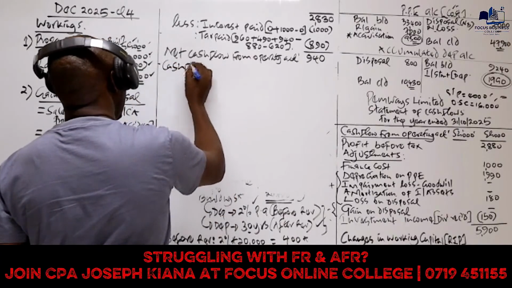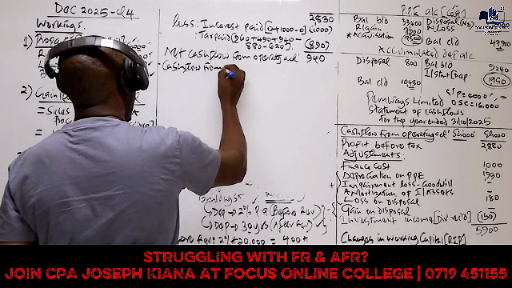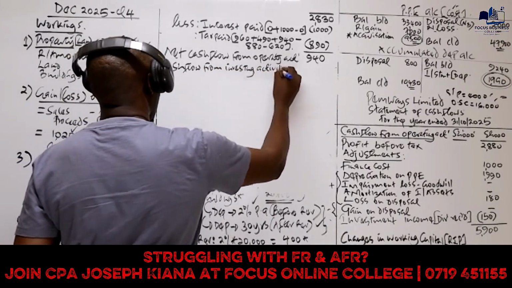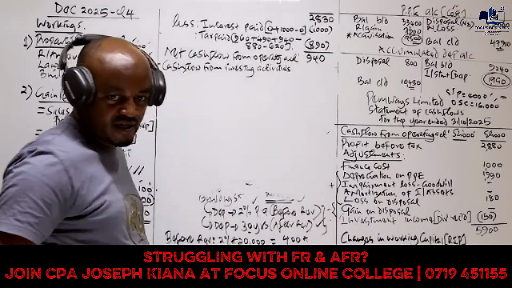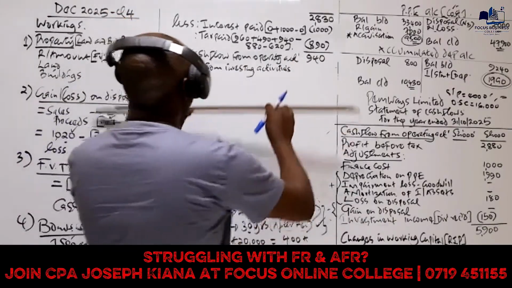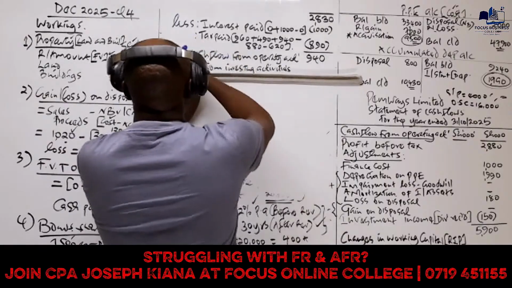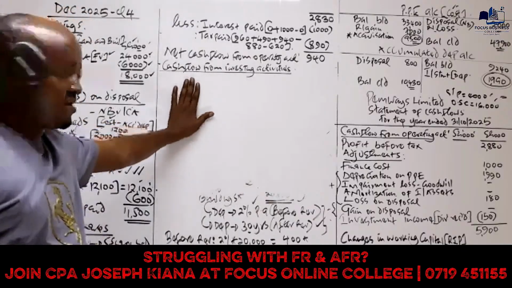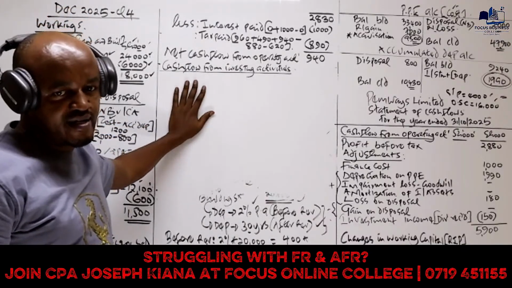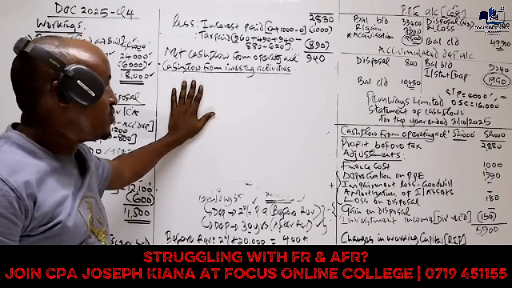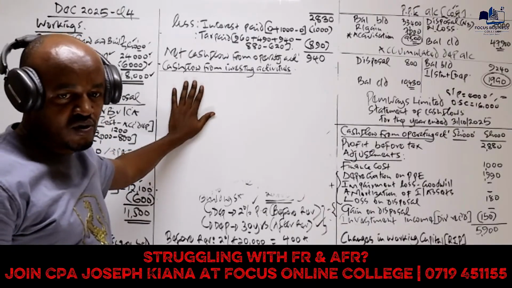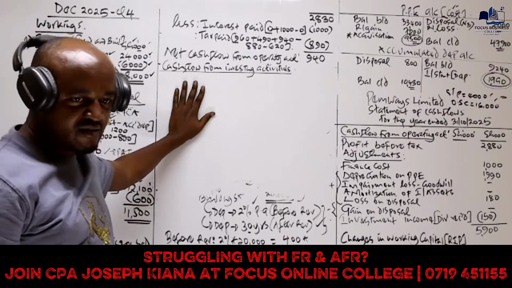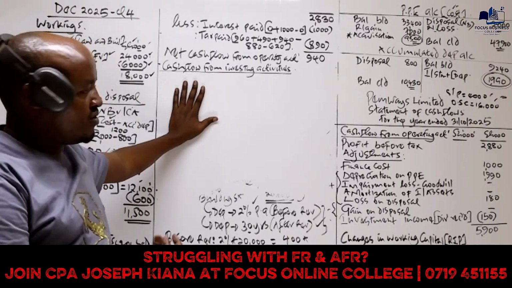Next, we determine the net cash flow from investing activities. Now, what do we consider here? Number one, assets which were acquired. Number two, assets which were disposed of or sold. And number three, any income generated from investment. That is basically what we consider here. And I think we have everything which is required here.